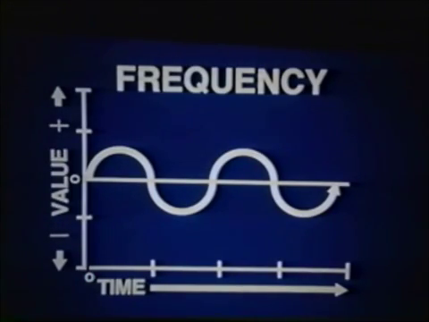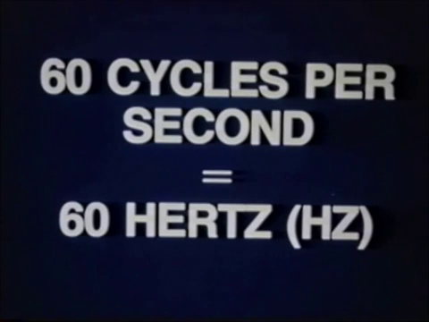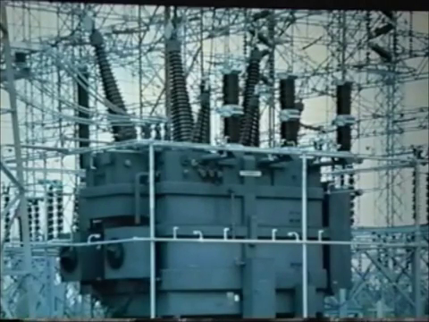Frequency is the number of cycles completed in a given length of time. The number of cycles occurring in 1 second is given the term Hertz. For example, 60 cycles per second would be referred to as 60 Hertz. AC current has become the most common form of electricity available in the world.